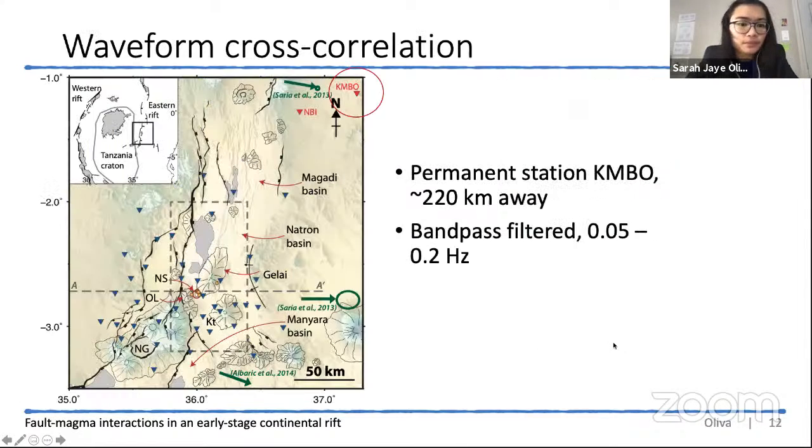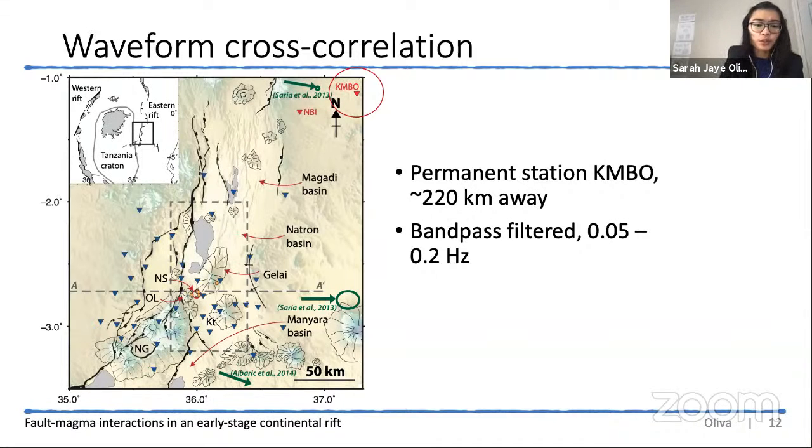To answer this, we look at data from a nearby permanent station and use template matching. So we're zooming out a little. We were here earlier, Oldonyo Lengai and Gelai. Here's the local array, the triangles. And KMBO here is a permanent station that's been there since 92, far away enough, and besides KMBO and NBI, there's not a lot of other permanent stations in the area. So earthquakes in our study area were poorly located in the past, the smaller ones especially.